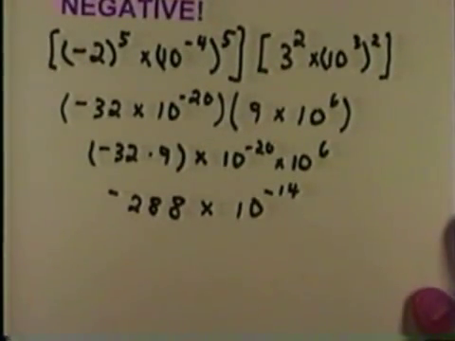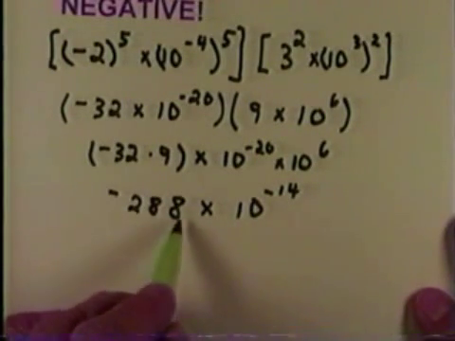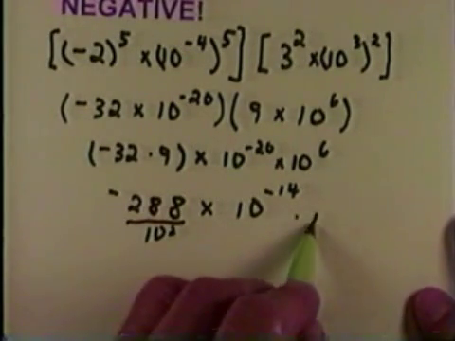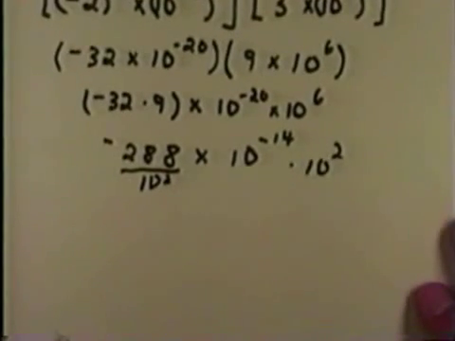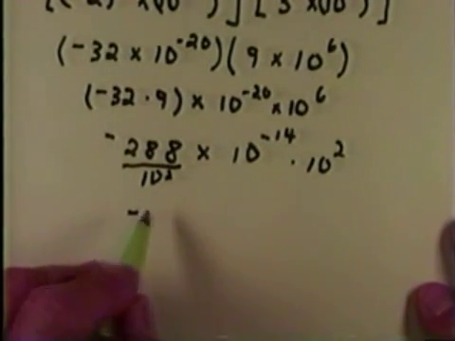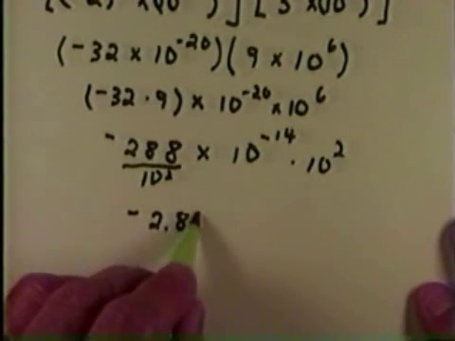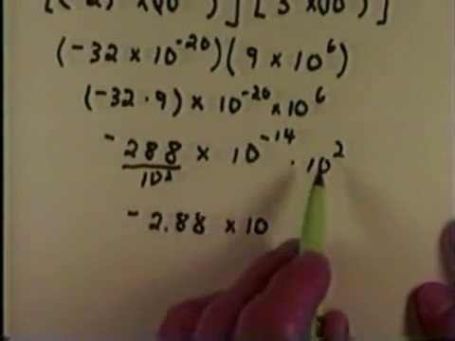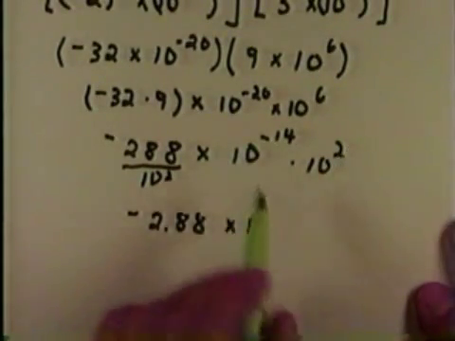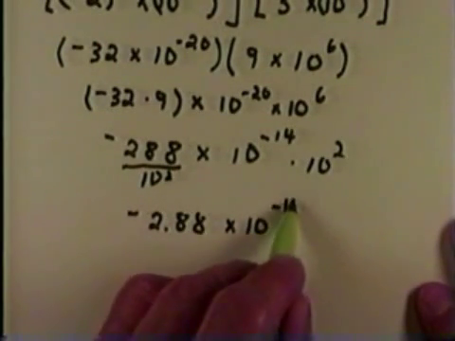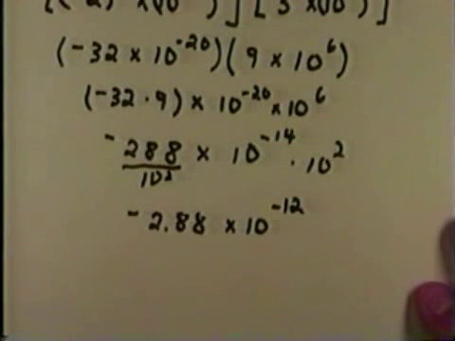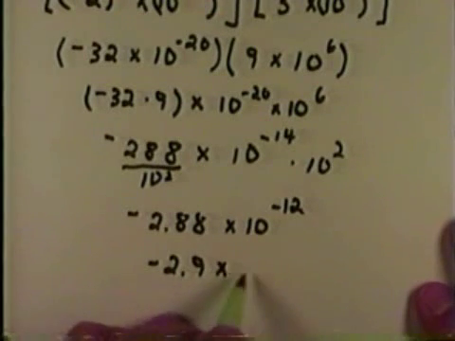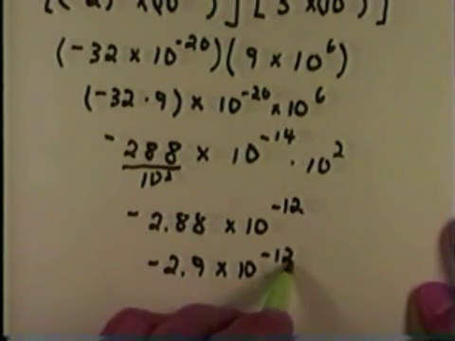Now I need to put it in scientific notation. I need the decimal here, so I need to divide by 10 squared. So I need to multiply here by 10 squared. So I get a negative 2.88 times 10. Now to multiply powers having the same base, you keep the base, add the exponents. Negative 14 plus 2 is negative 12. Round to two significant digits, I get a negative 2.9 times 10 to the negative 12.